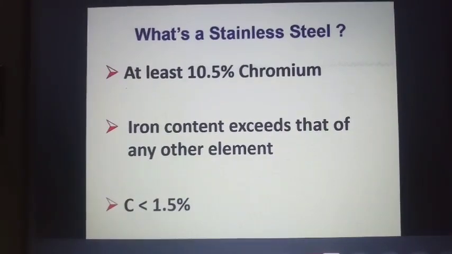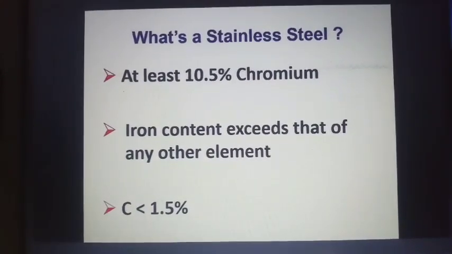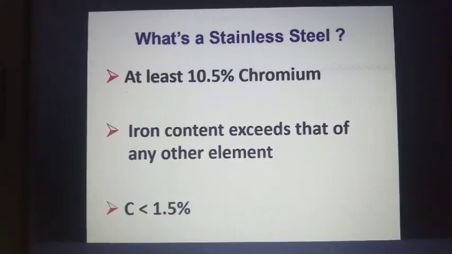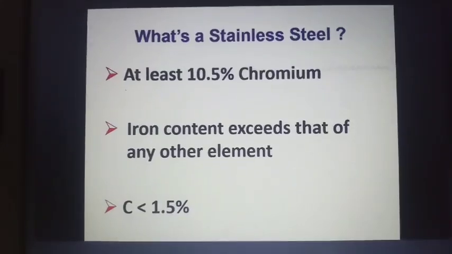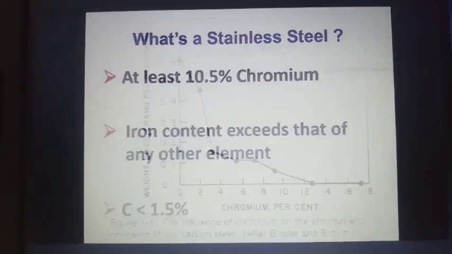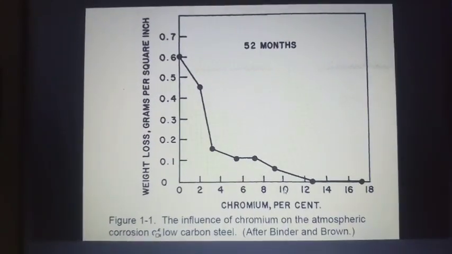When there is a minimum of 10.5% chromium in steel. So, and in stainless steel, iron content exceeds that of any other element. Iron content is the majority, like 70%, like that. Yeah, 60%, 60 to 70%. And carbon is usually less than 1.5%, because this is to have the weldability. Okay. So now, what is the effect of adding chromium?